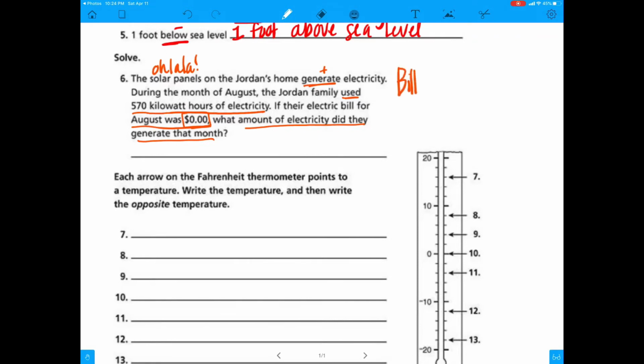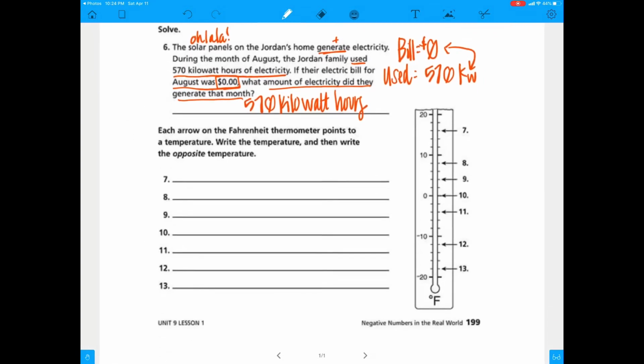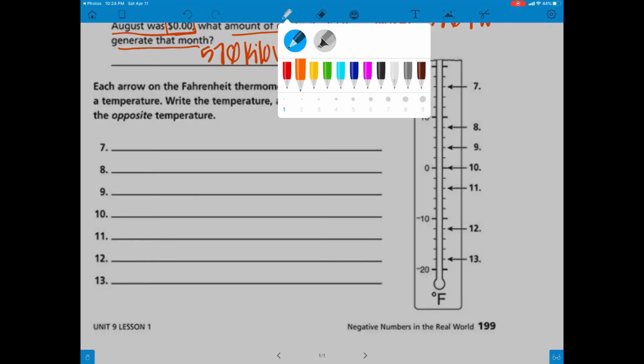So now I'm thinking, the bill was $0. The amount of energy that they used was 570 kilowatt hours of electricity. Therefore, they must have generated enough to cover their 570 because they didn't pay anything, right? So they must have generated 570 kilowatt hours, and they used the 570, so they didn't owe any money, but they didn't get any money back.